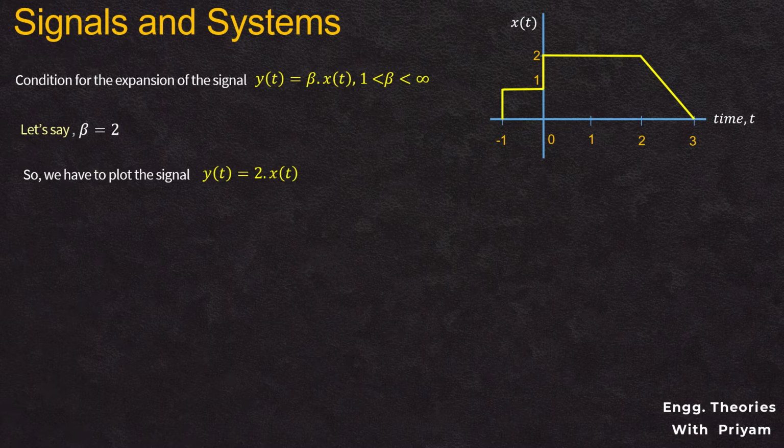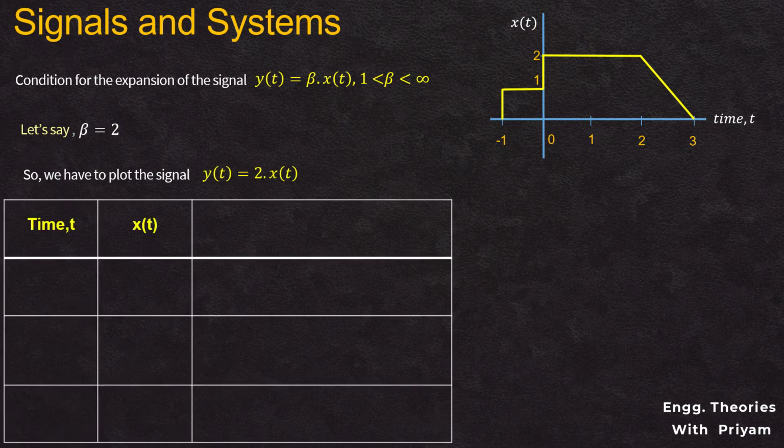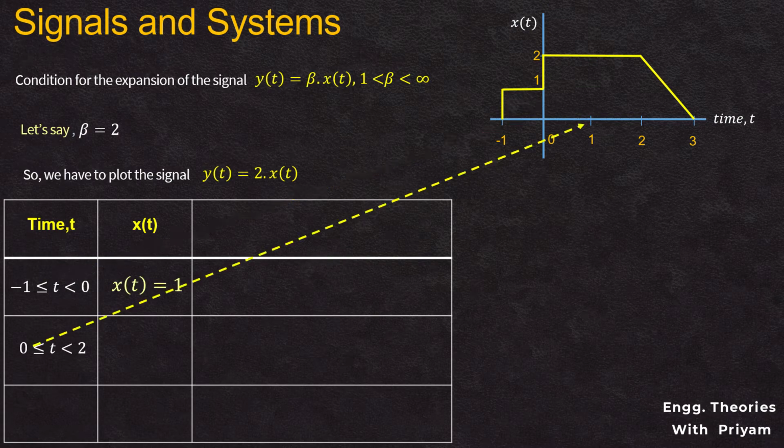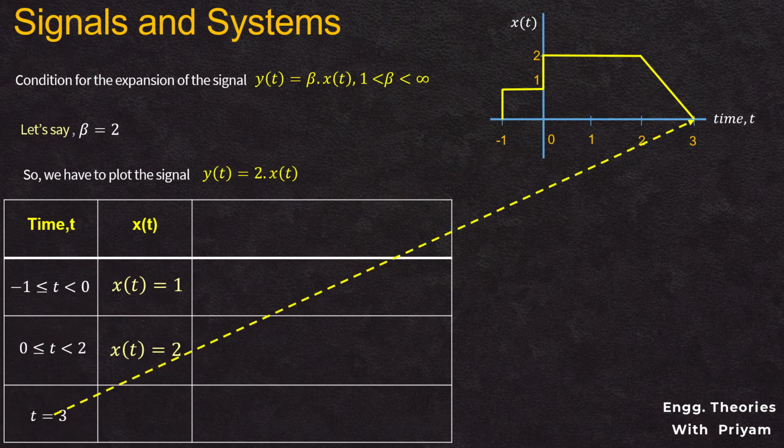Now we make a table where we list different values of the signal x(t) for different time instants. As we are performing amplitude scaling of the continuous time signal, we need to consider those time instants where the amplitude of the signal is different. When the time t is greater than or equal to minus 1 and less than 0, then the amplitude of the signal x(t) is equal to 1. When the time t is greater than or equal to 0 and less than 2, then the amplitude of the signal x(t) is equal to 2. When the time t is equal to 3, then the amplitude of the signal x(t) is equal to 0.